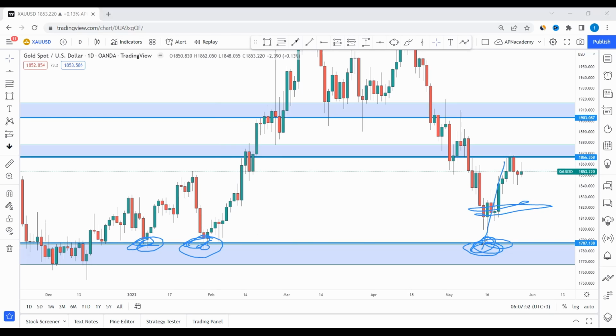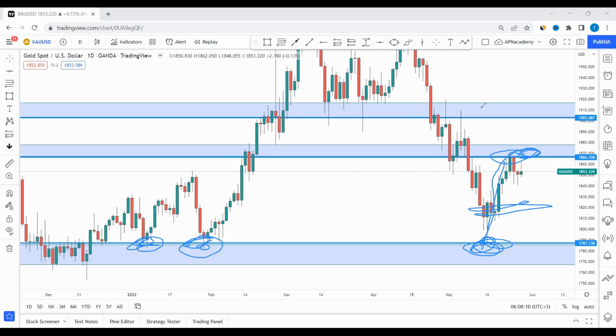So as a swinger, I would easily take my trade from here up to here, and you can clearly see that it has taken several days, right? Remember, we said swingers are people who hold trades for several days or even weeks, and you can clearly see these are several days, and we reached our target. So this is how you mark your levels.